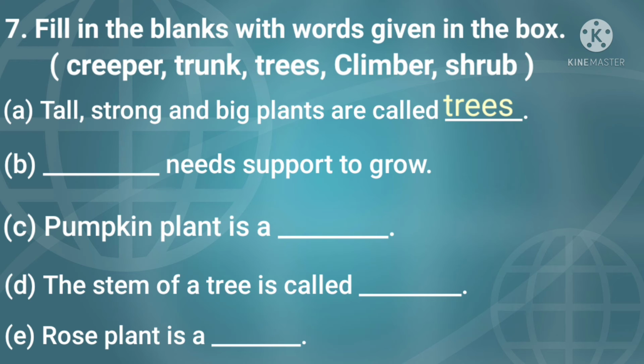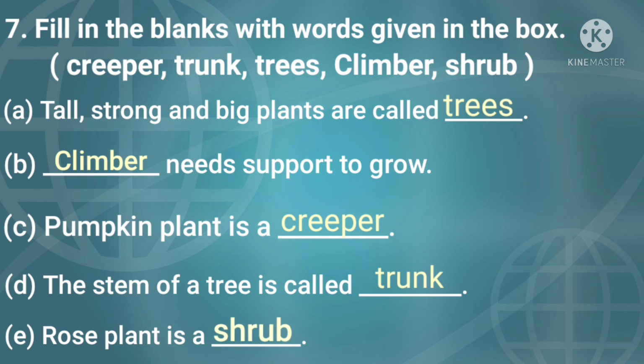Question number B. Dash needs support to grow. Which plant needs support to grow? Yes, it's climber. Number C. Pumpkin plant is a dash. Pumpkin plant is a what? Yes, it's a creeper. D. The stem of a tree is called dash. What do we call the stem of a tree? It's trunk. Number E. Rose plant is a dash. Rose plant is a what? Yes, it's a shrub.